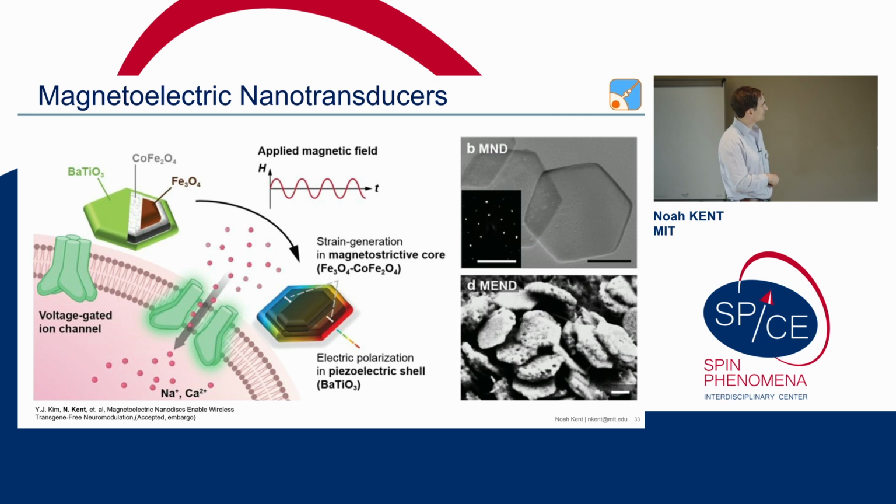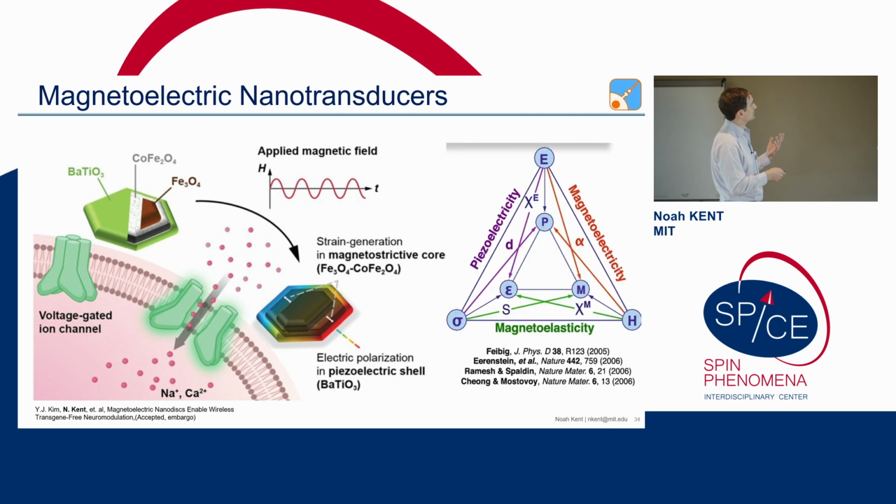So the first nanotransducer I'm going to talk about is magnetoelectric nanotransducers. They're composed of a magnetite core, and the magnetite core is magnetostrictive in an alternating magnetic field, right? So this is the multiferroic triangle. We can have a magnetoelectric material where the dipole moment and the magnetization are directly coupled, or we can go around the triangle in a weird way.